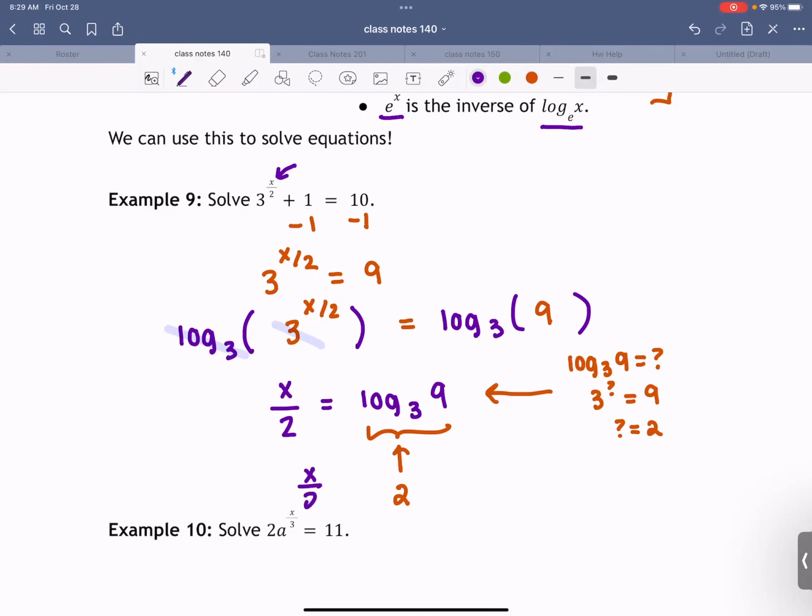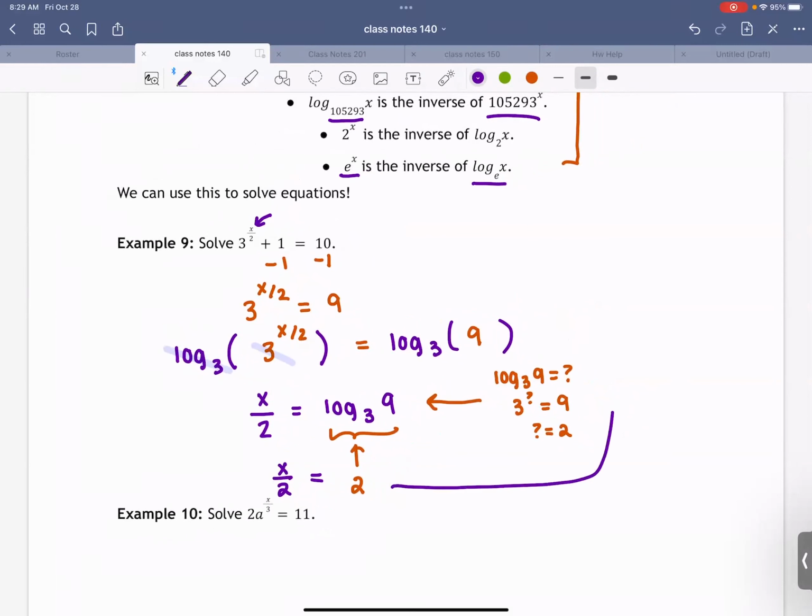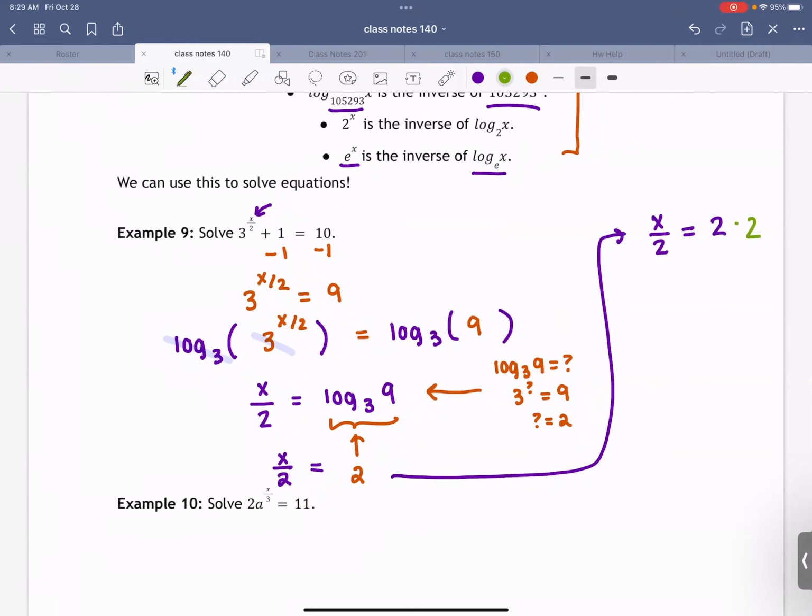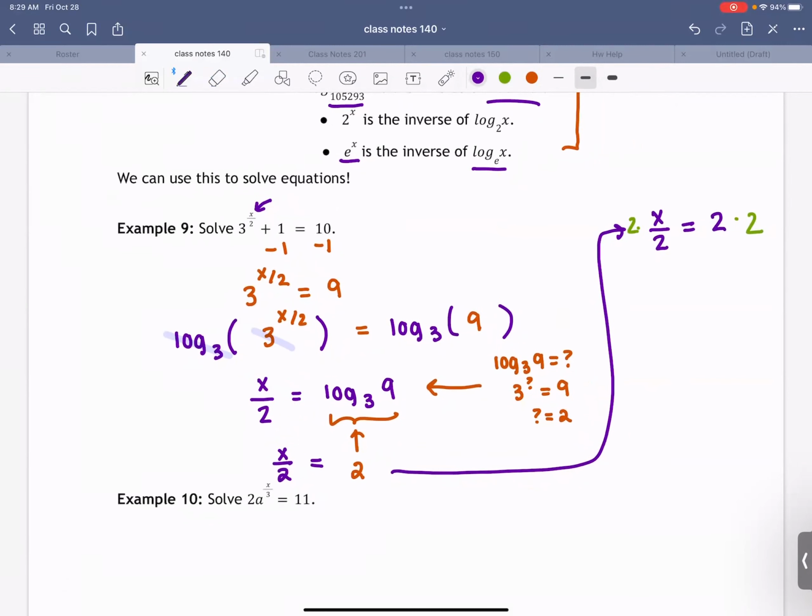Okay, so x over 2 equals 2. Are we good so far? Good. Okay, once we're here, I'm just going to rewrite this equation so we have space to do it. We have x over 2 equals 2. Okay, how do you think I should get x by itself? Multiply by 2, right? So times 2 on both sides. And I'm going to get x equals 4. So we can easily solve equations, including logarithms and exponentials, this way. Okay. Any questions on this one?